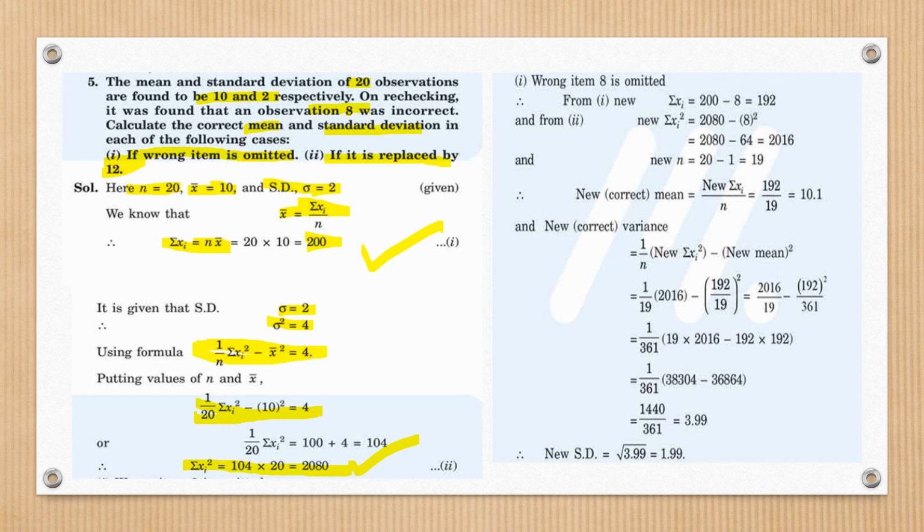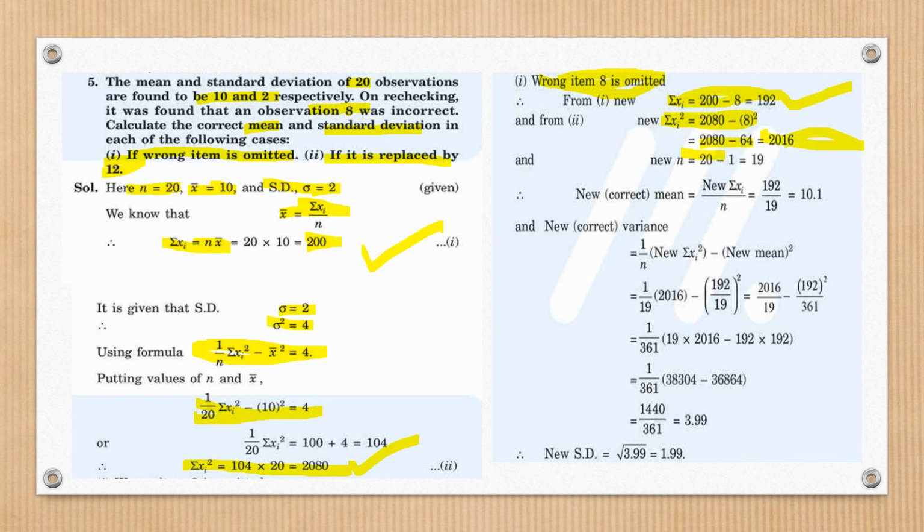Now I have to make the correction, whether I want to leave it out or replace it by 12. The first part: the wrong item 8 is omitted. If the wrong item is omitted, I have to take it out of the sum too, so 200 minus 8 is 192. For xi square, you are squaring the terms, so from the sum you have to take out 8 square. So it will be 2080 minus 64, that is 2016.